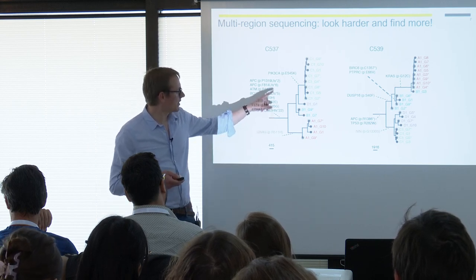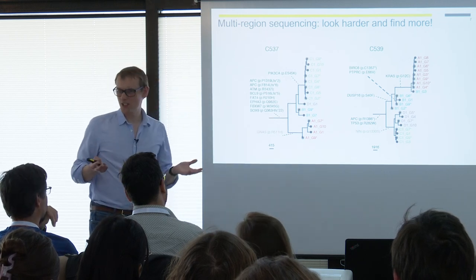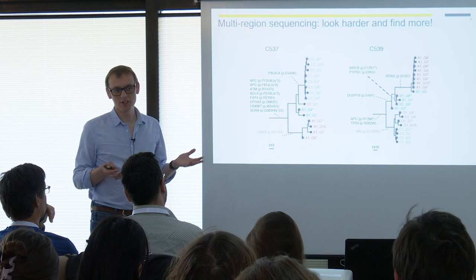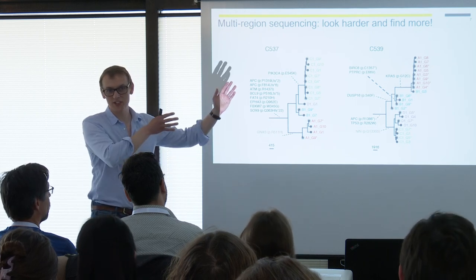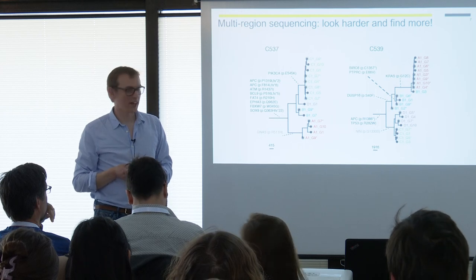They tend to be on the trunk, but sometimes they're subclonal. And so the question is, if they're subclonal, are they driving cancer evolution or are they just passengers? They feature on the IntOGen list, so they're candidate drivers, but are they actually drivers in these individual cases?